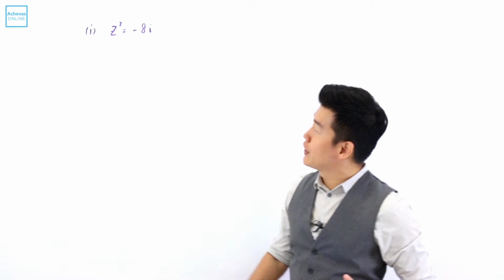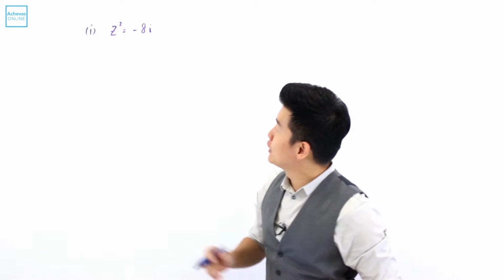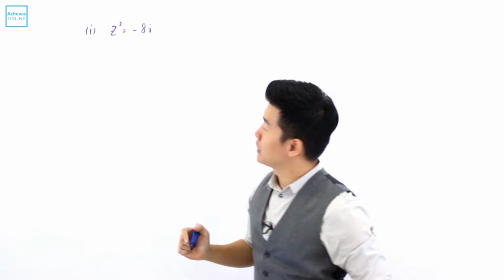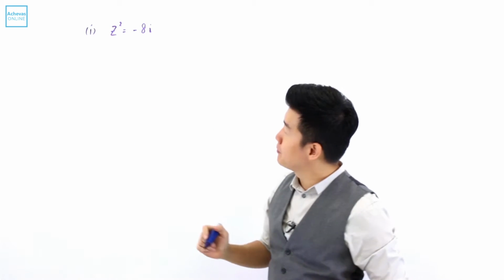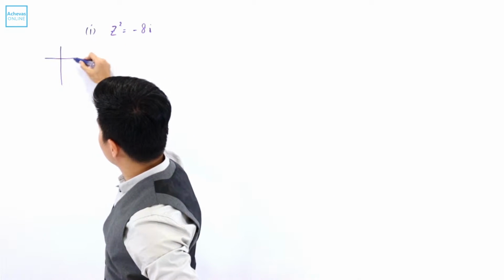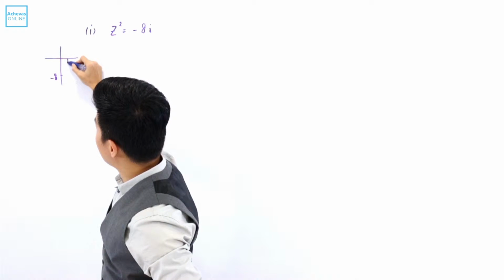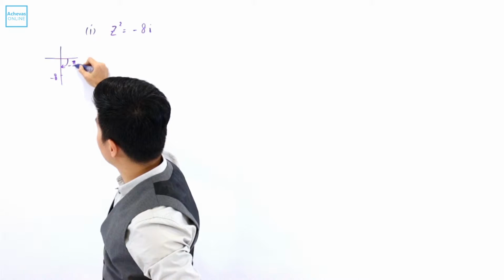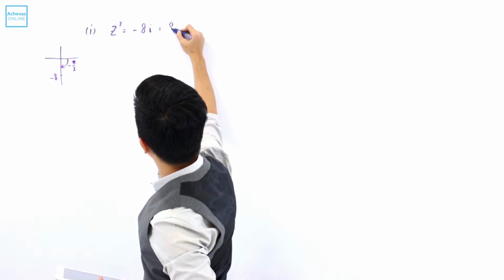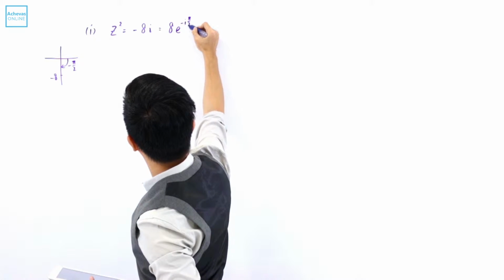One of the methods to find the roots of this equation is to make use of De Moivre's theorem. To do that, I'm going to re-express what I have on the right-hand side into its Euler form. If I were to observe this on an Argand diagram, it is going to look something like this, which means that the modulus is 8 and the argument is minus pi over 2, which means that this can be re-expressed as 8 e to the power of minus i pi over 2.